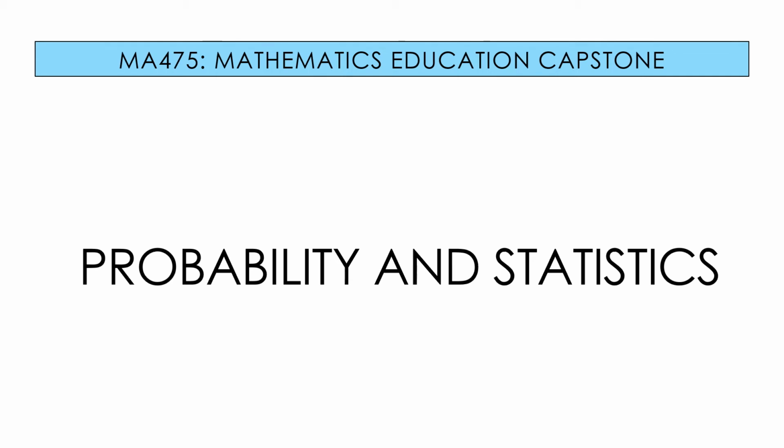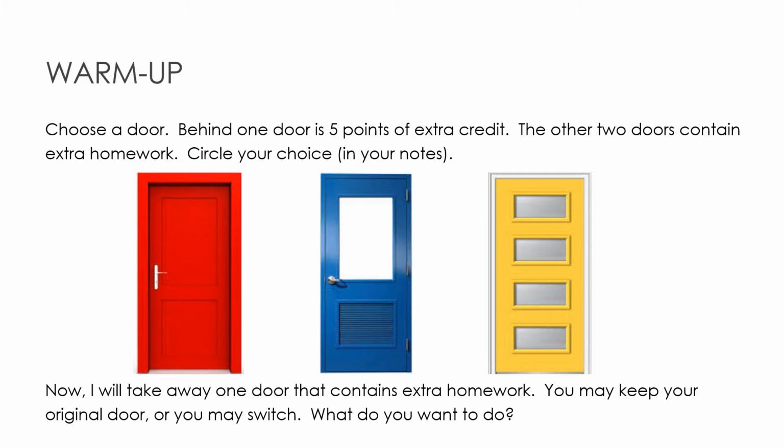In this video, we're going to review probability and statistics. This is a great warm-up question, and feel free to use this with your own students. But in this case, we have 3 doors, and we want to choose a door. Behind one of the doors is 5 points of extra credit. The other 2 doors contain extra homework. So take a moment, decide which one you would open.